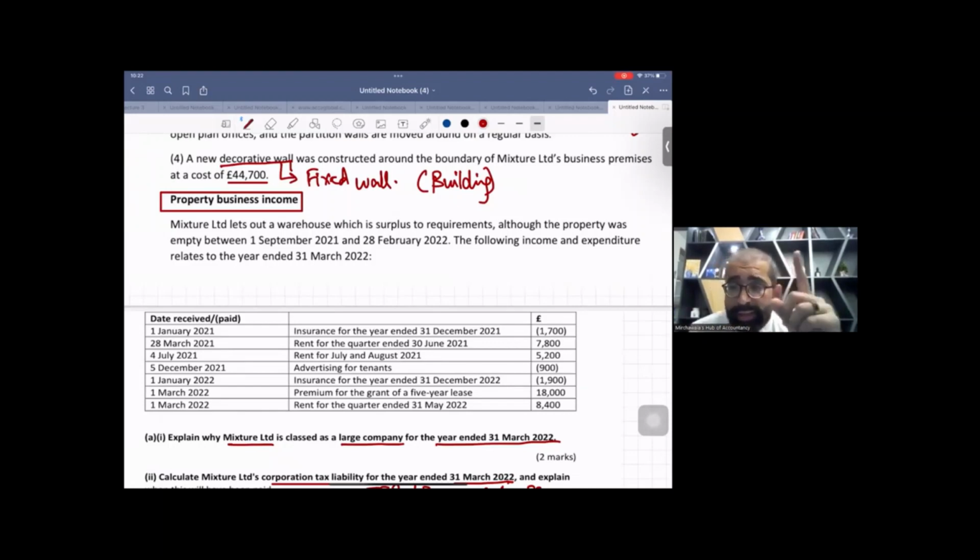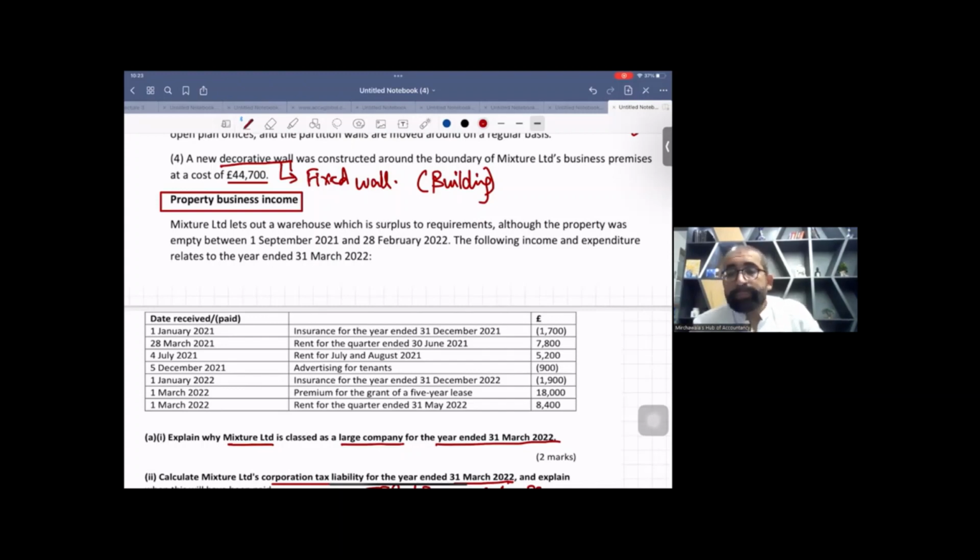Listen, for individuals, property income is taxed on a receipt basis, cash basis. But for companies, it's accrual basis. Remember, right now we are doing companies, not individuals. We are doing companies, so it's accrual basis, okay?